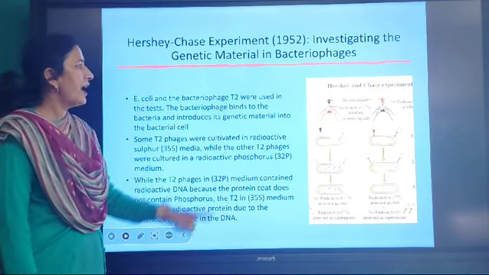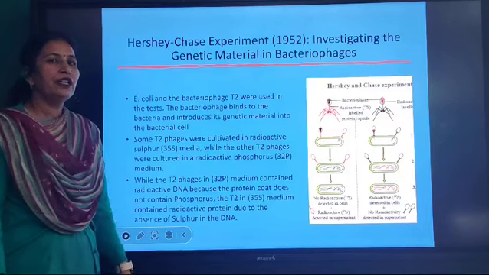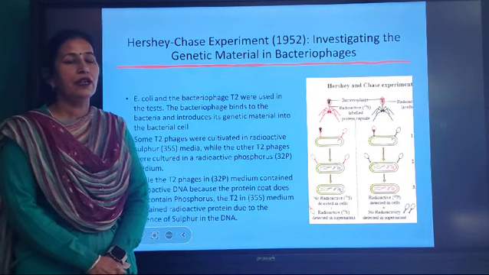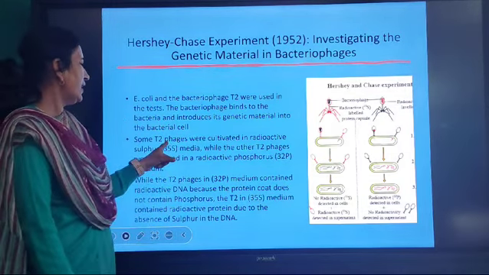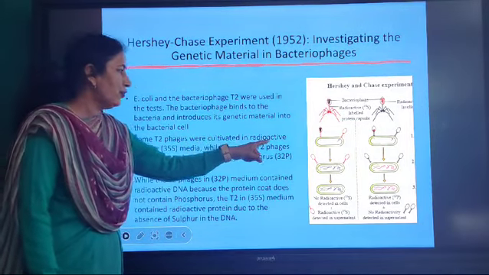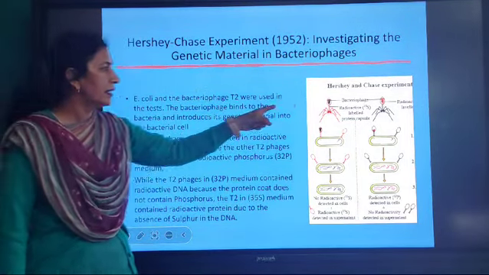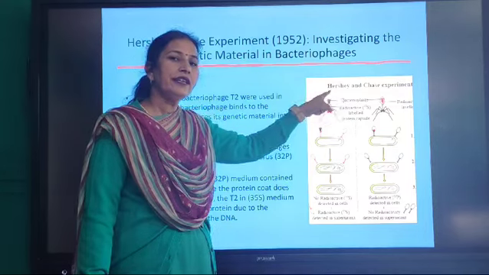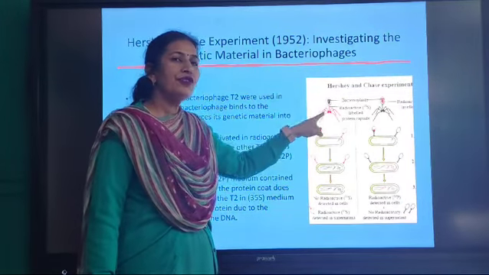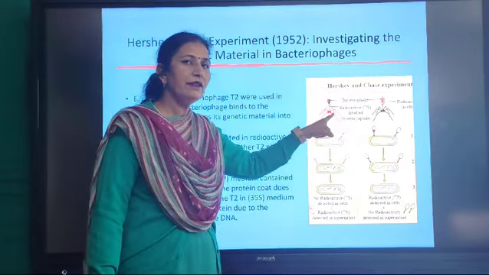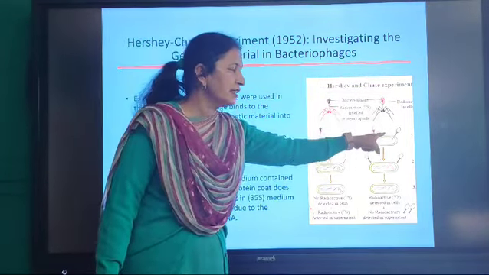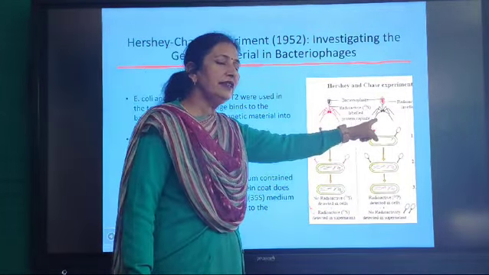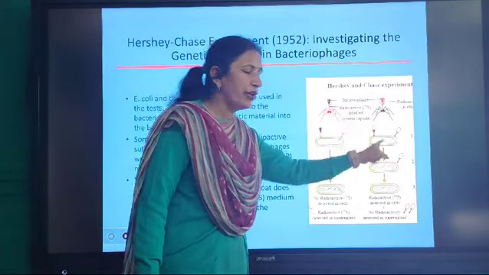Then later on, Hershey and Chase worked on E. coli and bacteriophage. Bacteriophages are viruses that attack bacteria. They separately cultivated bacteriophage in two media. In one medium, they took radioactive labeled sulphur, meaning the bacteriophages which grow in this medium have protein which is radioactive. In the second set, they used radioactive phosphorus. This shows that in their DNA, there is radioactivity.